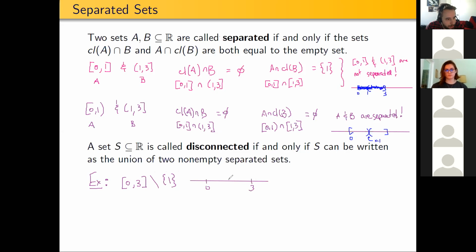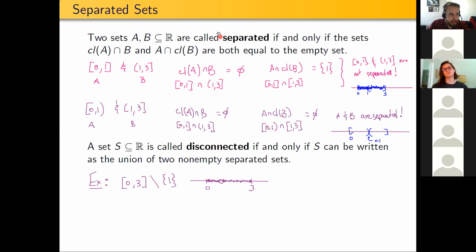Right, so it's going to be every single point in there except for, really it should be down here, the point 1. So everything up to 1 and everything after 1, but we have clipped out, or we have removed, specifically the point 1. This set is a disconnected set. And it's disconnected because according to the definition, it can be written as the union of two non-empty separated sets, right?